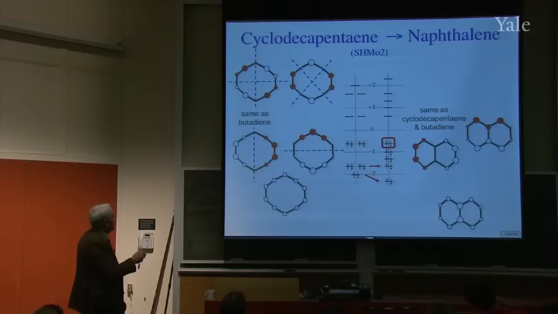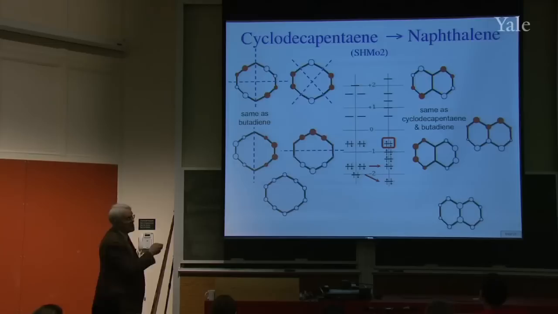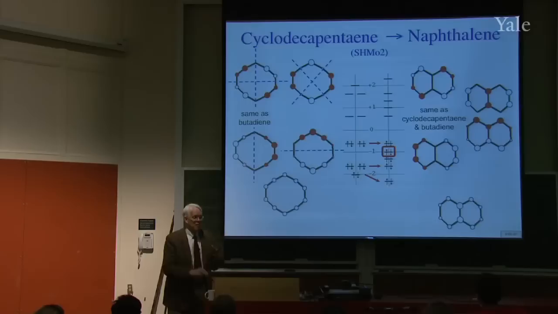Right? And now, how about this one up at the top? If we bring this to touch that, it makes no difference. There's no orbital there when you have a node, right? So that comes straight across. But how about if we touch this to this? Noah? That's going to be favorable. So although that one goes straight across, the next one goes down in energy. So we can understand the special stability of naphthalene compared to cyclodecapentaene.